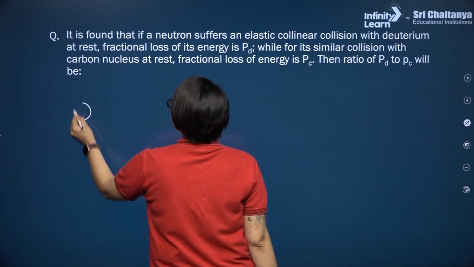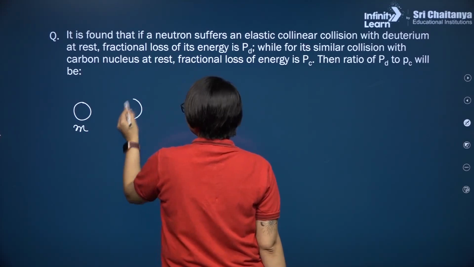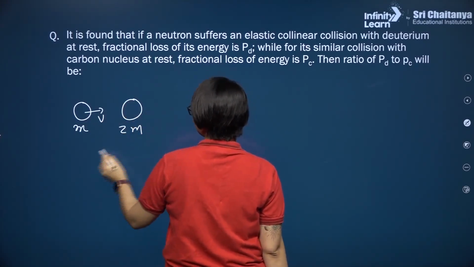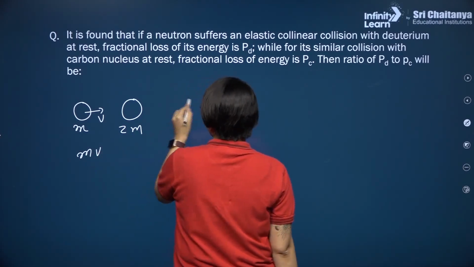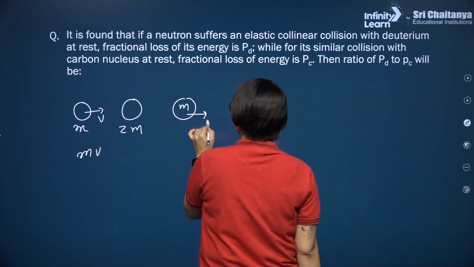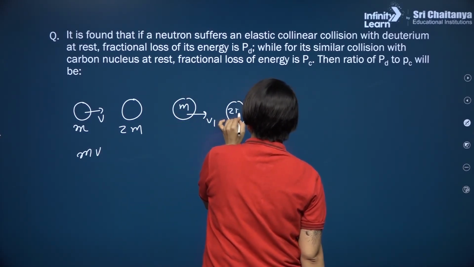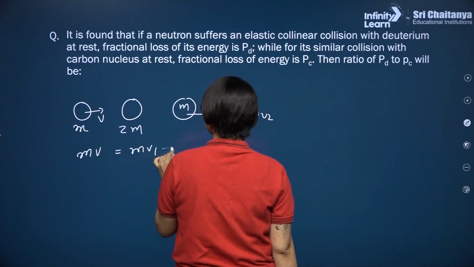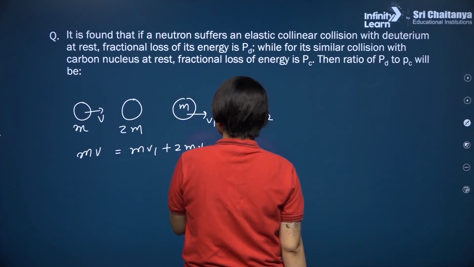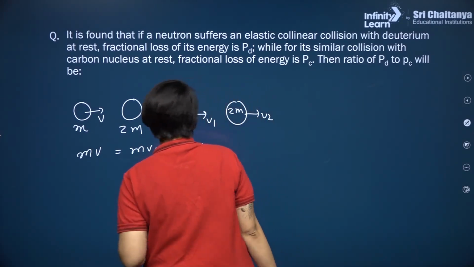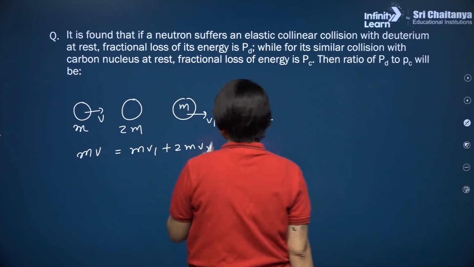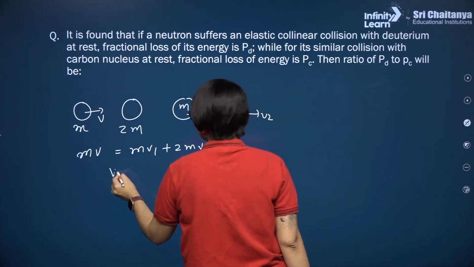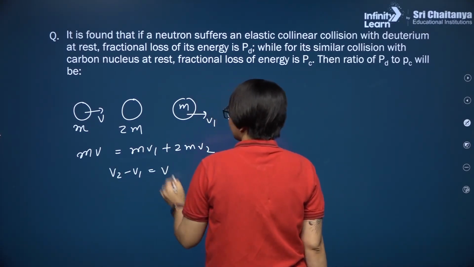So, let us say this is a neutron of mass m, and the deuteron will have mass 2m. Earlier its velocity is v, it is at rest. So the initial momentum is mv, and after the collision the neutron is moving with v1 and the deuteron is moving with v2. So the final momentum will be mv1 plus 2mv2. Over here this is an elastic collision. So the coefficient of restitution is 1, that means the velocity of separation is equal to the velocity of approach.